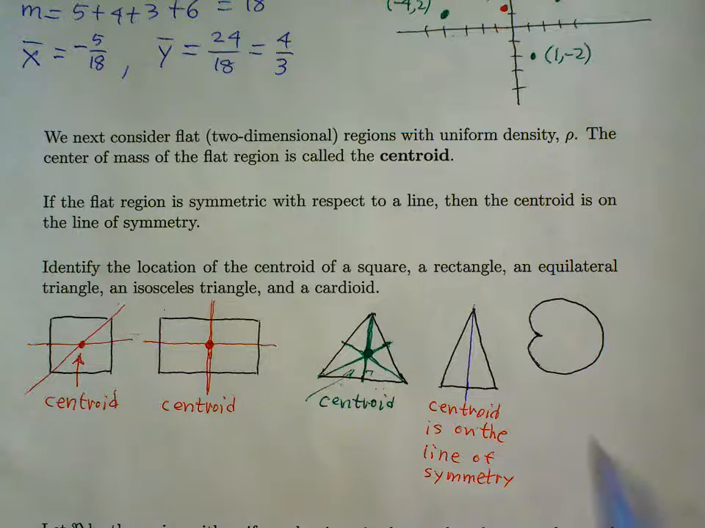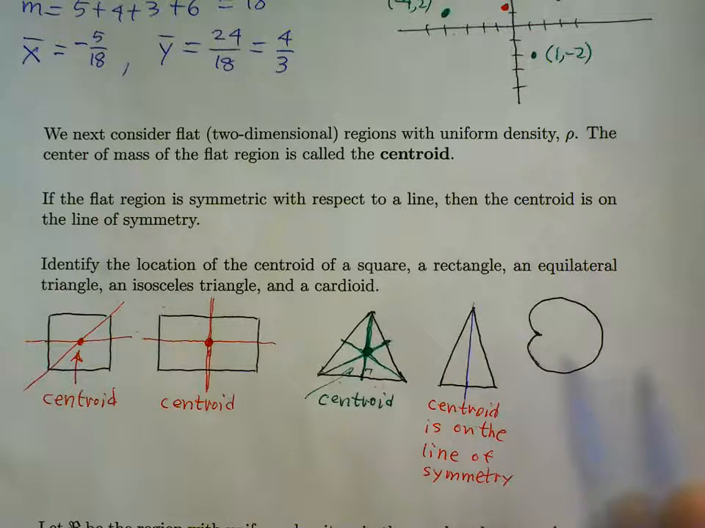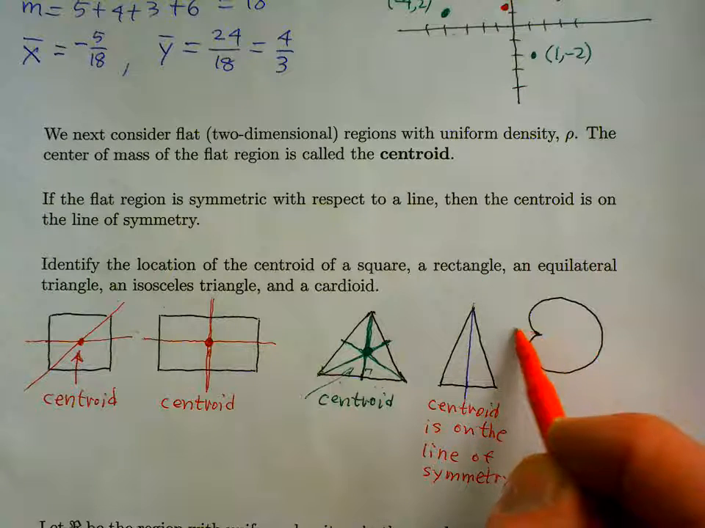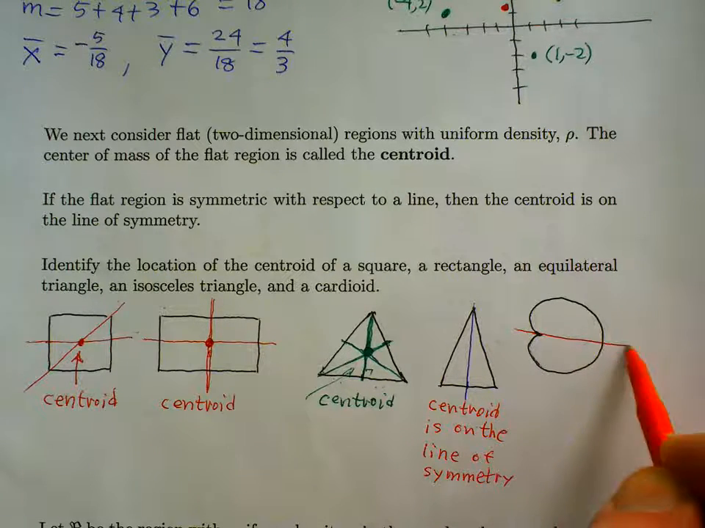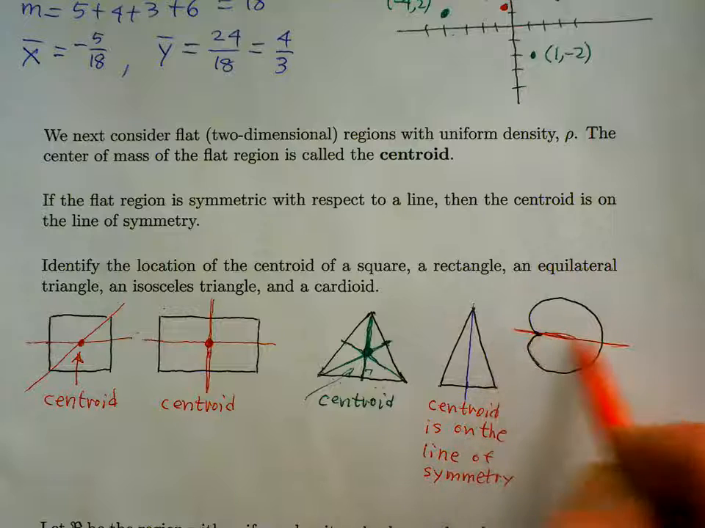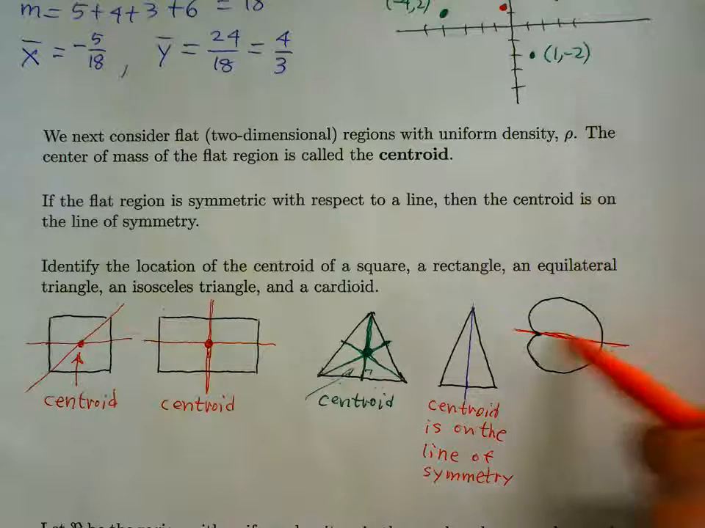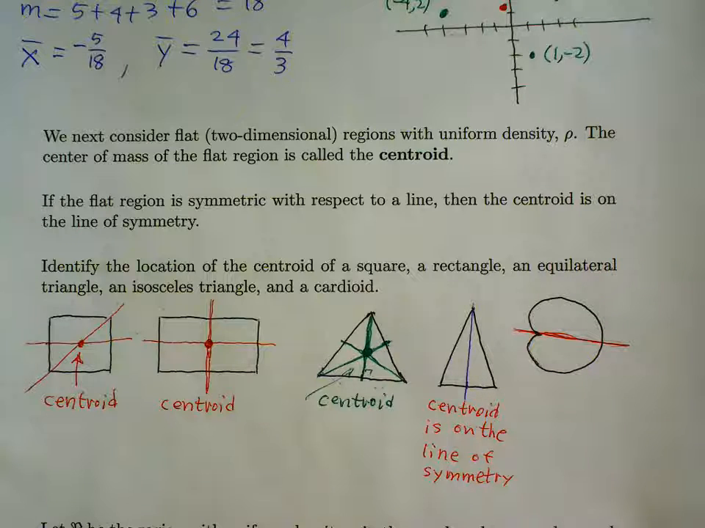Similarly, with a cardioid, a cardioid sort of looks like this. It's supposed to be symmetric. This is supposed to be a line of symmetry. So the centroid lies somewhere on that line of symmetry.